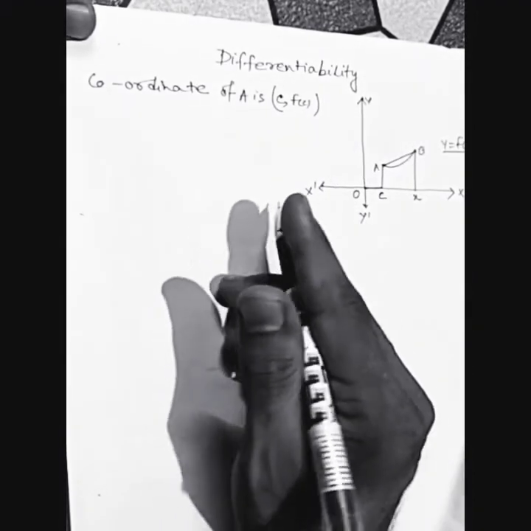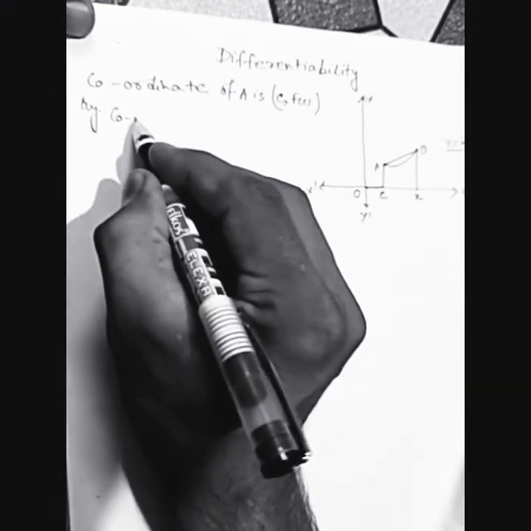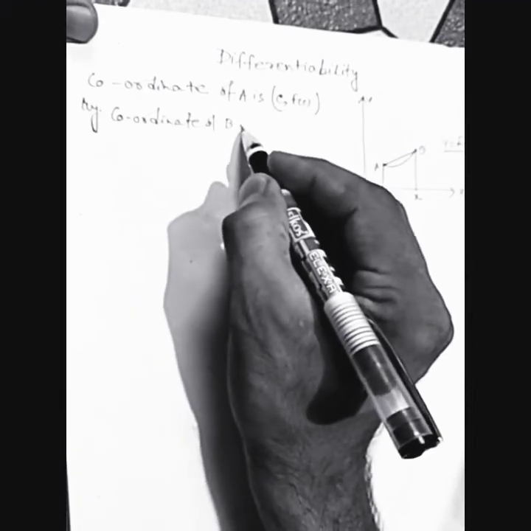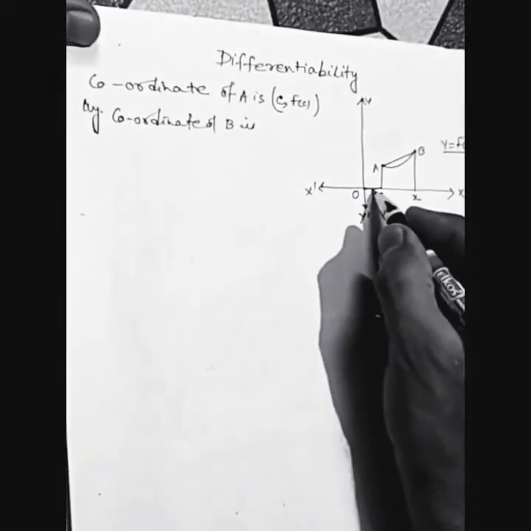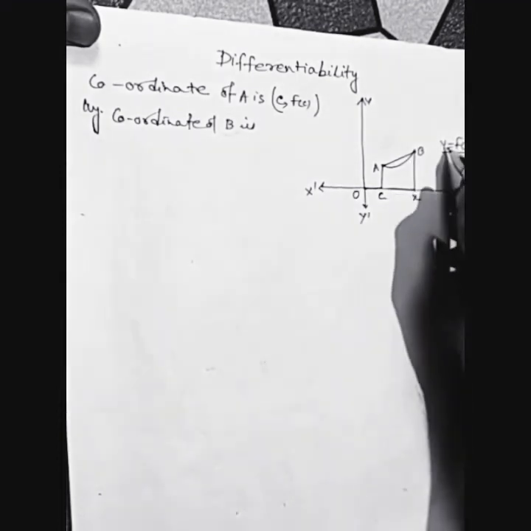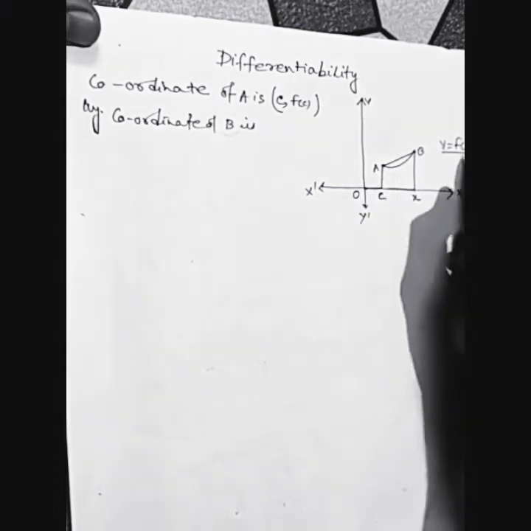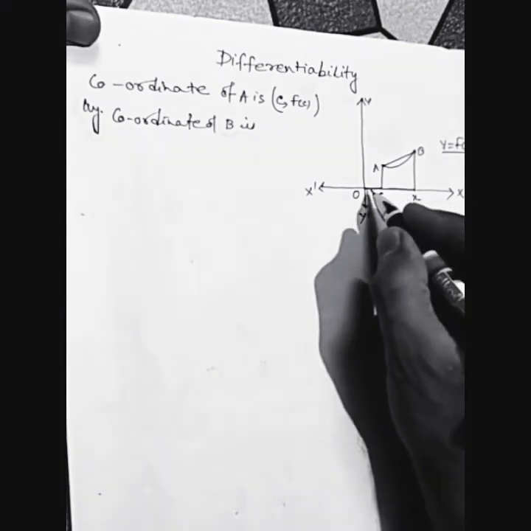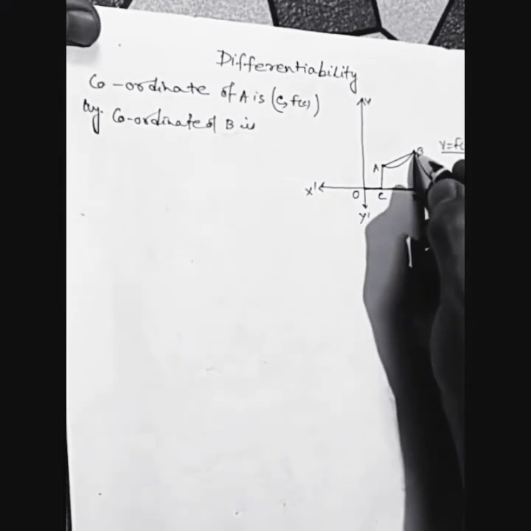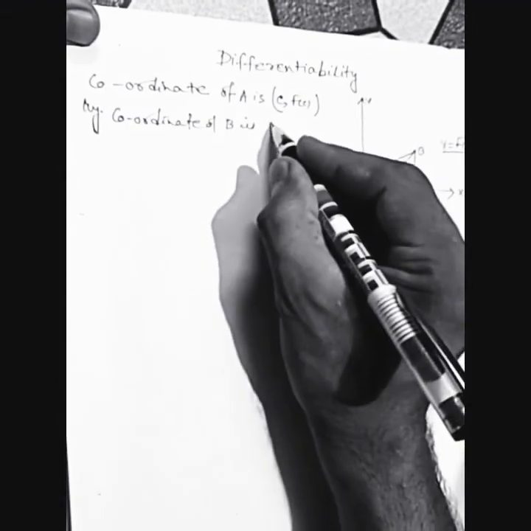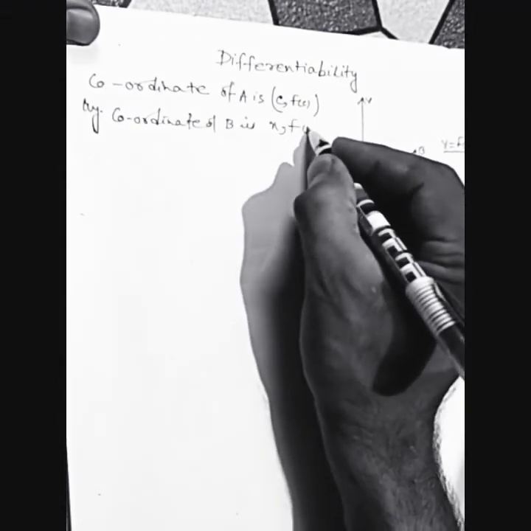Similarly, the coordinate of B is this distance x, and this is y. Already the function is y equal f of x. The x coordinate, the distance, is x. So what will be y? y will be f of x. So the coordinate of B is x comma f of x.